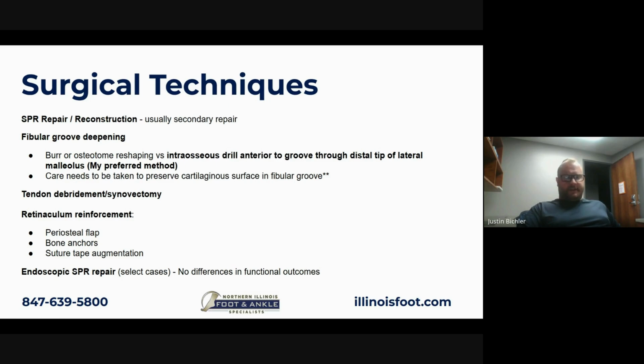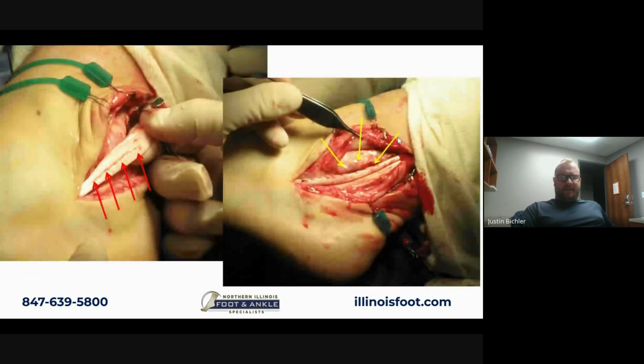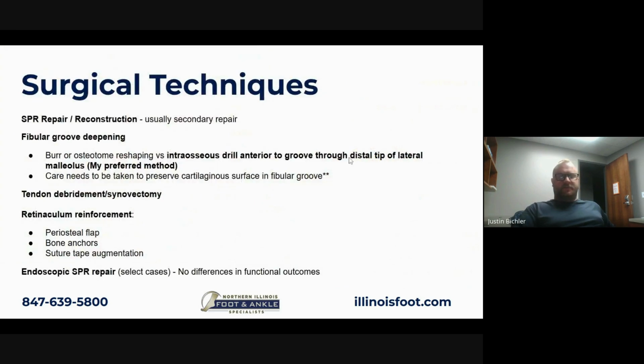Tendon debridement, synovectomy we talked about, retinaculum reinforcement, pretty common with pretty much all of these. Sometimes we use anchors, sometimes we use Joe's anchors. I've never done an endoscopic SPR repair. I think it would be pretty unusual for me to want to do one, just because in most of those things, there's no difference in functional outcomes. If I was doing an isolated SPR repair and nothing else, which I think would also be really unusual, then perhaps I would consider it.